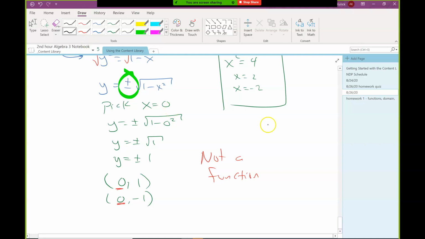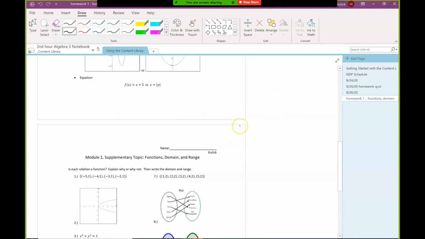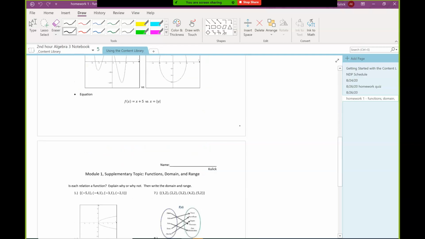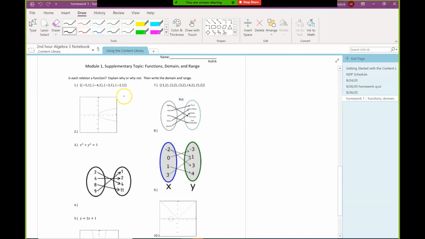I want to point out that I put the first homework assignment both on PowerSchool and in the content library here on OneNote. The first page is just some notes and a recap of some of the things we've done in the notes. The second page is where the problems are. Notice the directions ask you to also write the domain and range. That part you cannot do yet.